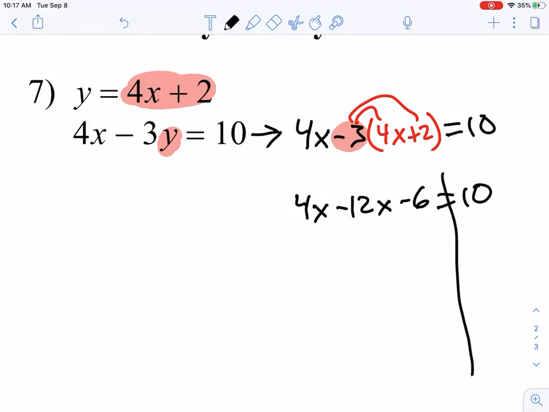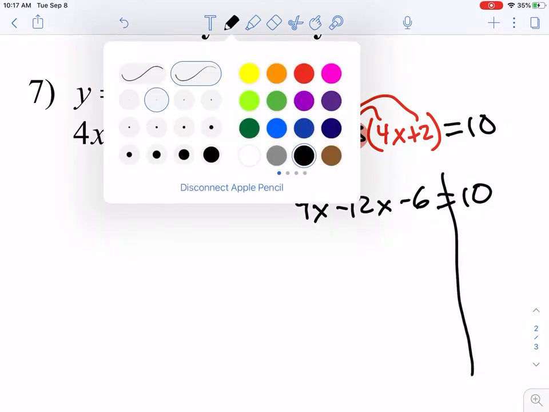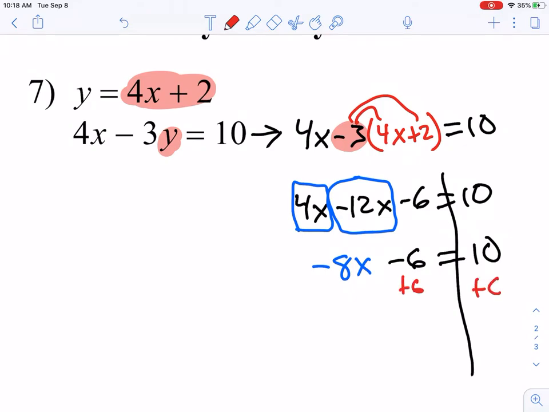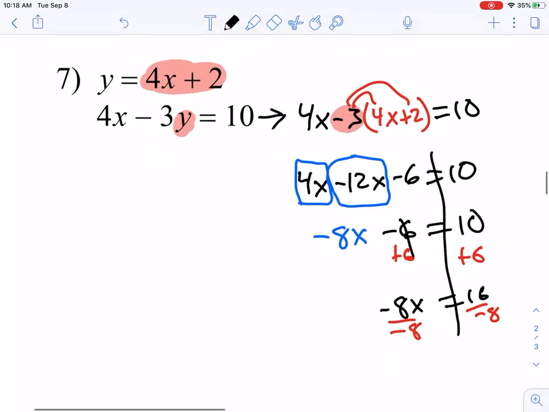Then we combine like terms, which would be, I'll show you in blue, this 4x and this -12x. I can combine those to get -8x minus 6 equals 10. And then we are solving a two-step equation. So I'm adding 6 to both sides first, so that -8x equals 16. And then I'm dividing -8 to both sides. So that x equals -2.